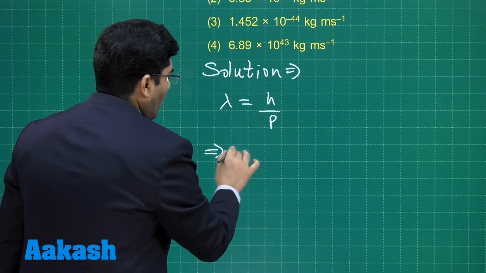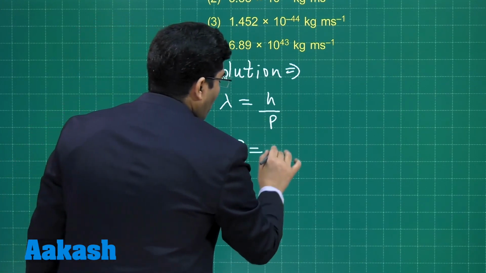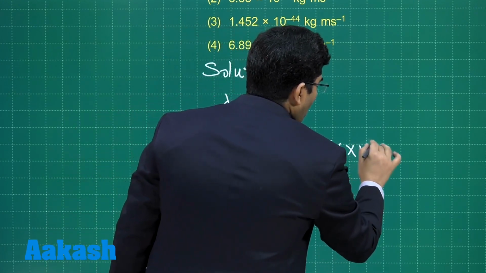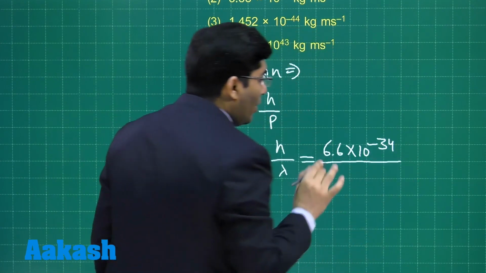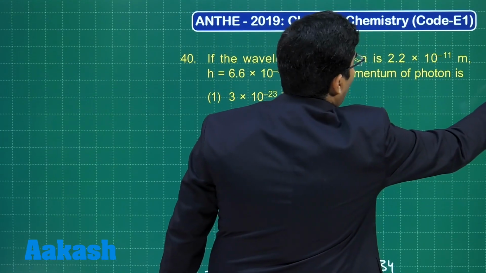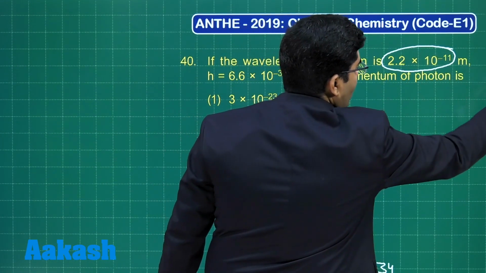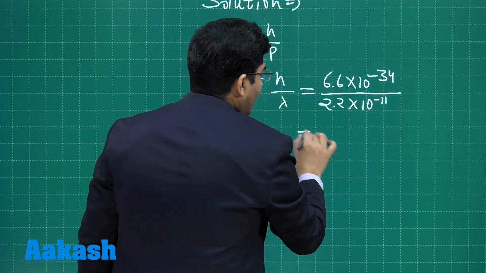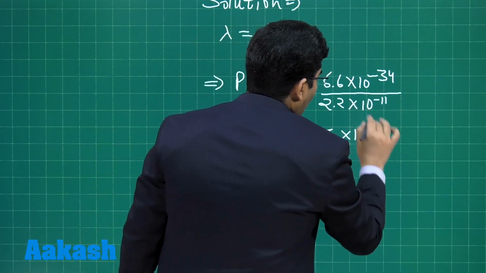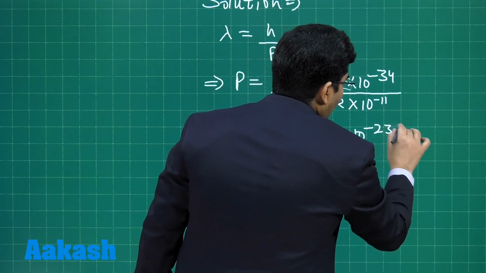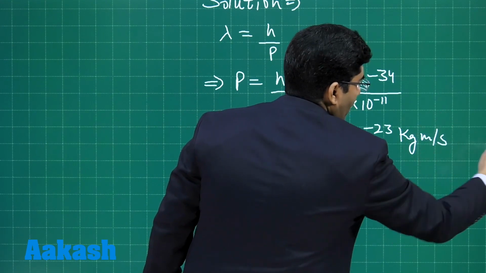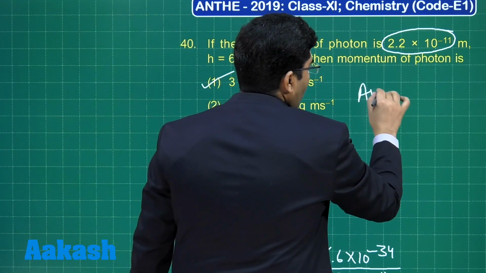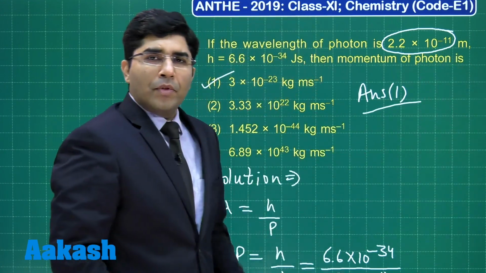And the momentum p will be equal to the Planck's constant divided by the wavelength. Now Planck's constant is 6.6 into 10 to the power minus 34 divided by the wavelength given to us, that is 2.2 into 10 to the power minus 11 meters. And the answer will be 3 into 10 to the power minus 23 kg meter per second, and our correct option is option number 1. So the answer is option number 1, right? Let's move on to the next question.